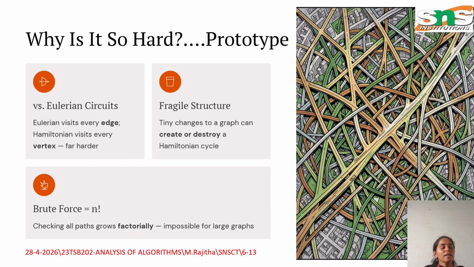Why is it so hard? The Hamiltonian circuit problem is difficult for several reasons. First, it is different from the Eulerian circuit problem. An Eulerian circuit visits every edge exactly once, while a Hamiltonian circuit visits every vertex exactly once. Second, small changes in a graph can completely change whether a Hamiltonian cycle exists. Third, a brute force approach requires checking many possible paths. For a graph with n vertices, the number of possible paths grows approximately as n factorial. This enormous growth makes the problem computationally expensive.